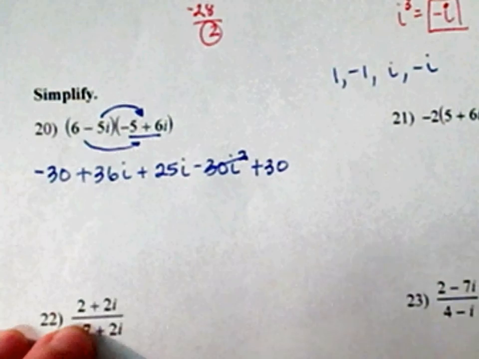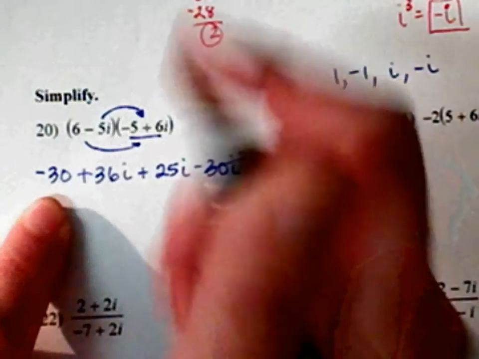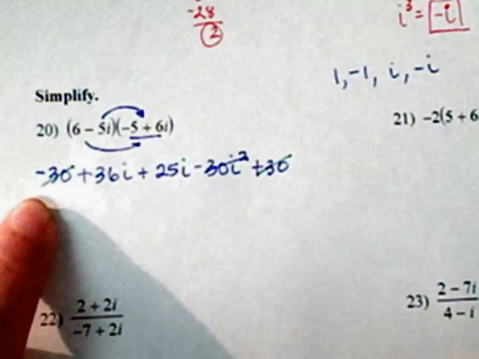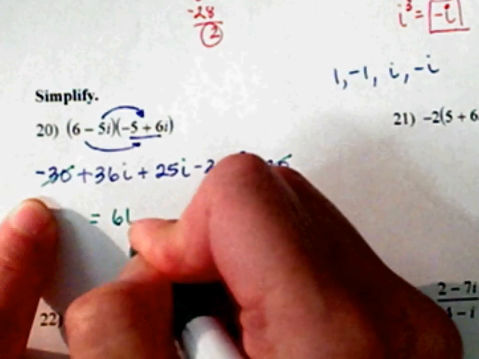Now combine your like terms. Okay? Well, what's negative 30 plus 30? That gives you 0. So now you have 36i plus 25i. That comes out to be 61i. Okay.